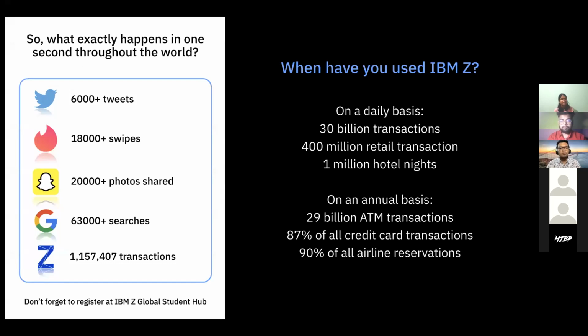There may be 6,000-plus tweets, 18,000-plus Tinder swipes, more than 20,000 photos shared on Snapchat, more than 63,000 searches on Google. But more than 11 lakh transactions occur every second using the IBM Z systems.